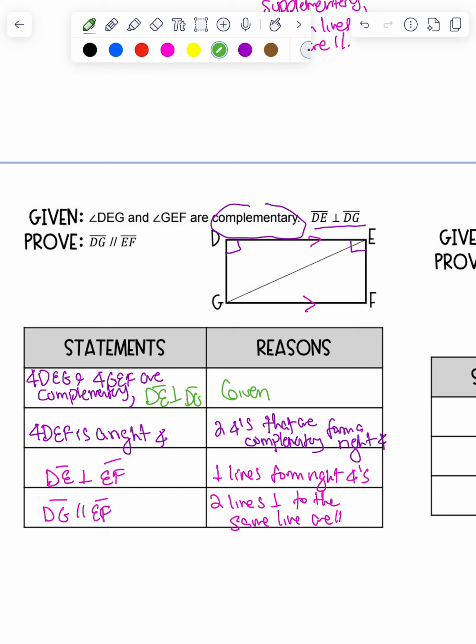In our proof, we were given that DE was perpendicular to DG. And now we just showed that not only was DG perpendicular to DE, but we also showed that EF was perpendicular to the same line DE. So once again, since DG and EF were both perpendicular to DE, that means that they are parallel to each other. Oops, I put the parallel markings on the wrong angles. DG and EF were the lines that were perpendicular to DE. So they're the ones that are parallel to each other.